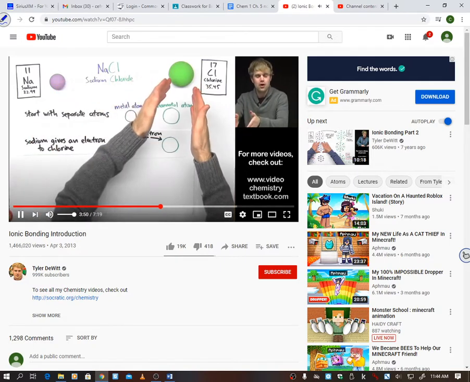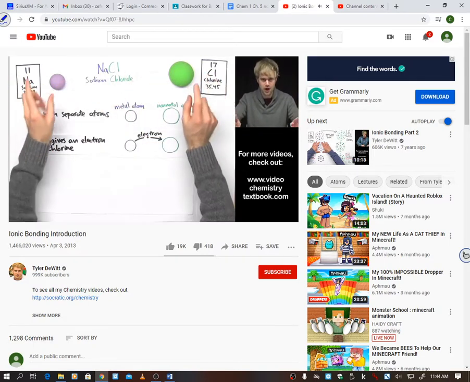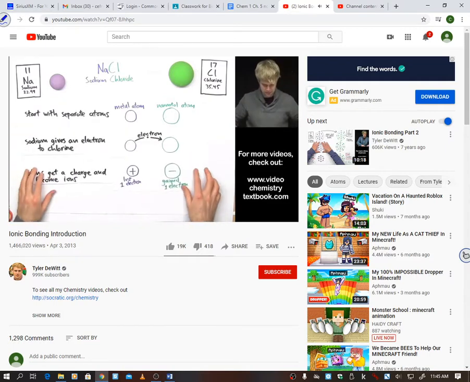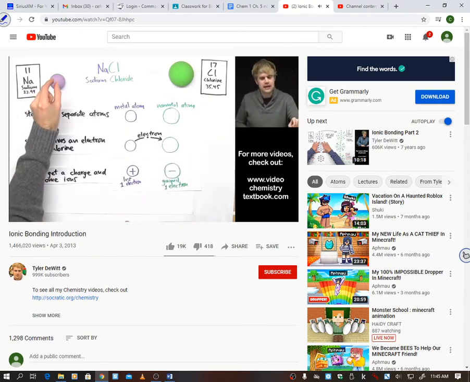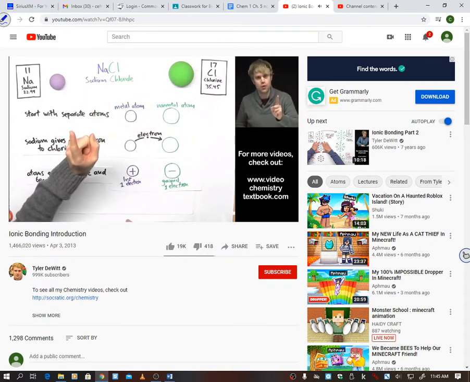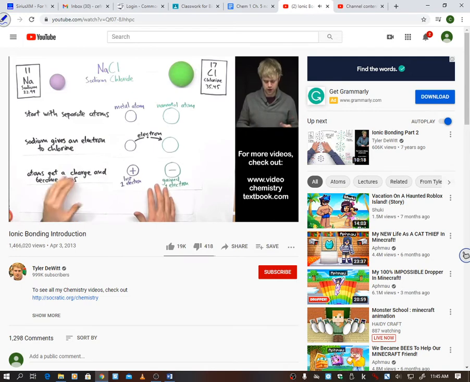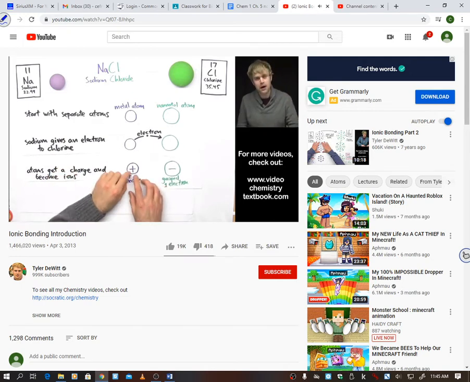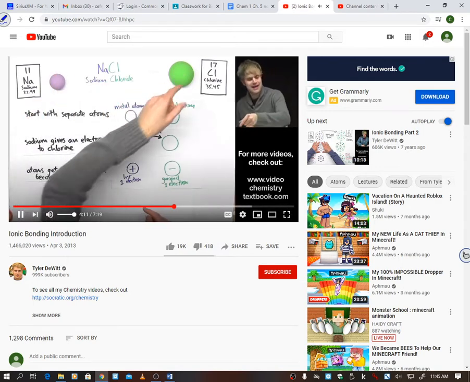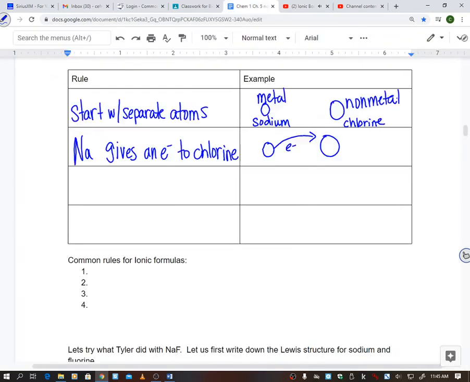The electron moving will change the charges of these two atoms. That's what happens in the next step. Sodium gives away one of its electrons to the chlorine, so it loses one electron. It has one fewer electron, and that's going to give it a positive charge because it lost an electron. But chlorine... All right, so I'm going to pause it there. Let's write this down.